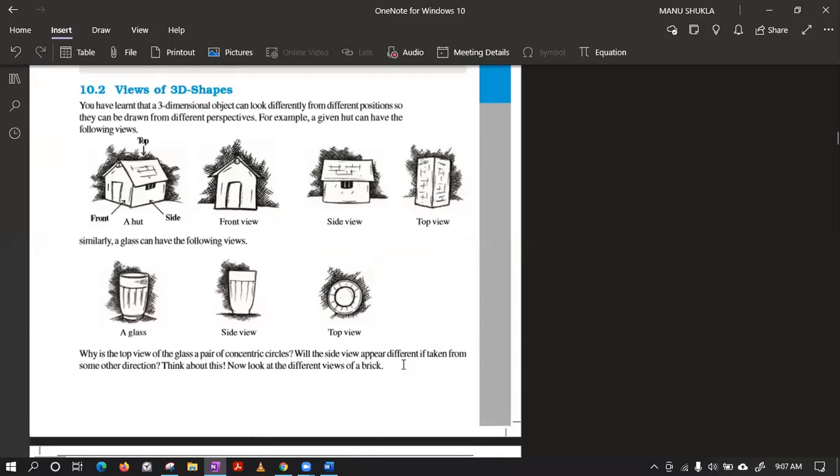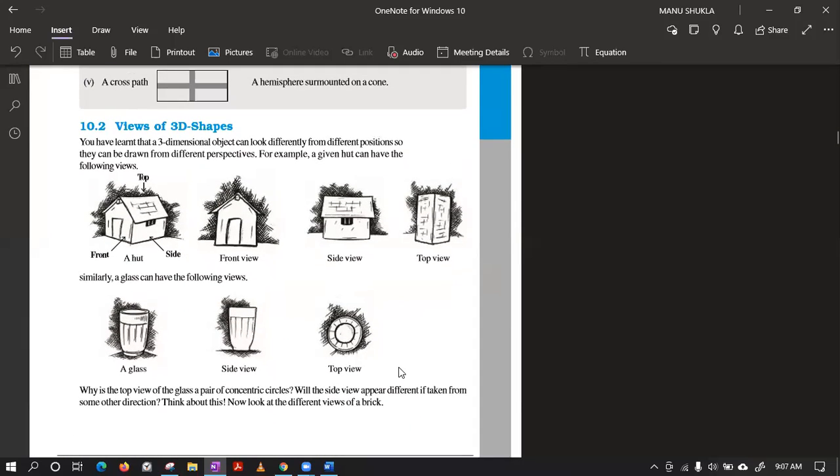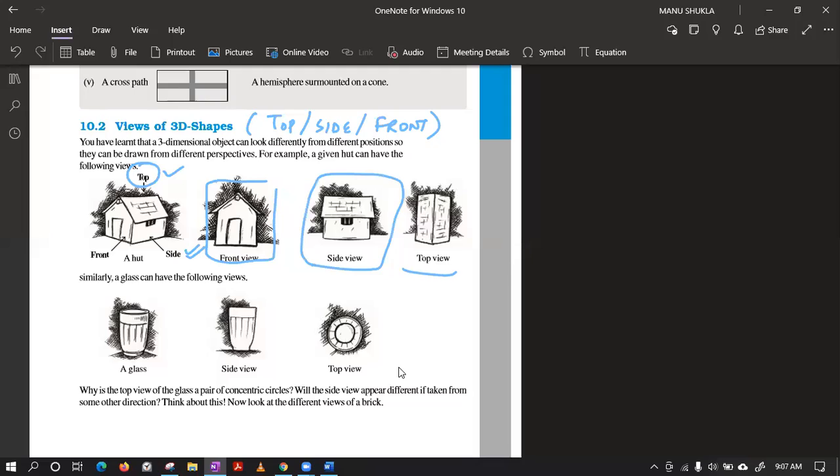Now we have to start the views of 3D shapes. We have three views: top view, side view and front view. We have to consider these three views. You can see this hut when you are watching from above the figure, that is known as the top view. Whatever is visible to you will be considered the top view. When you are watching from the front, that will be your front view. When you are watching from the side, that will be your side view. So you can see this is the front view, this is the side view, and this is the top view. Class, once again.